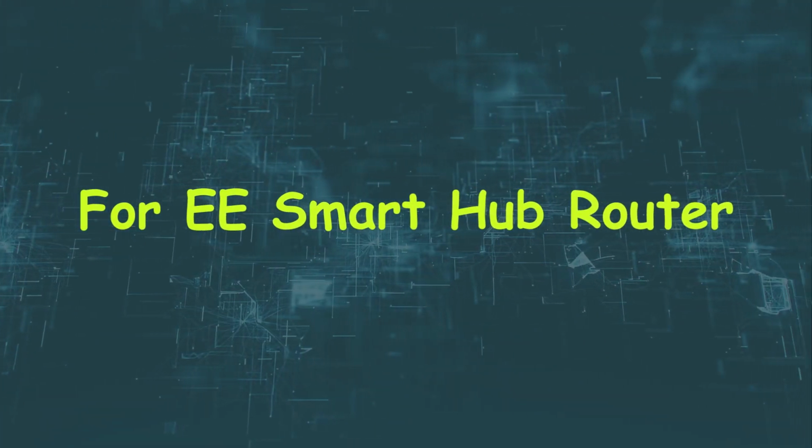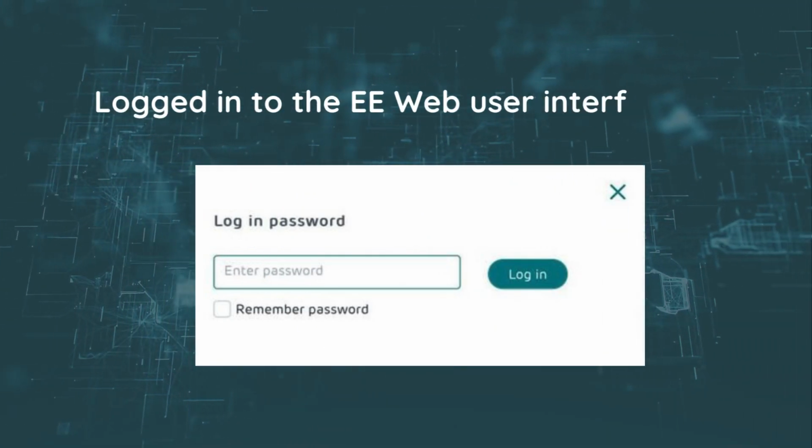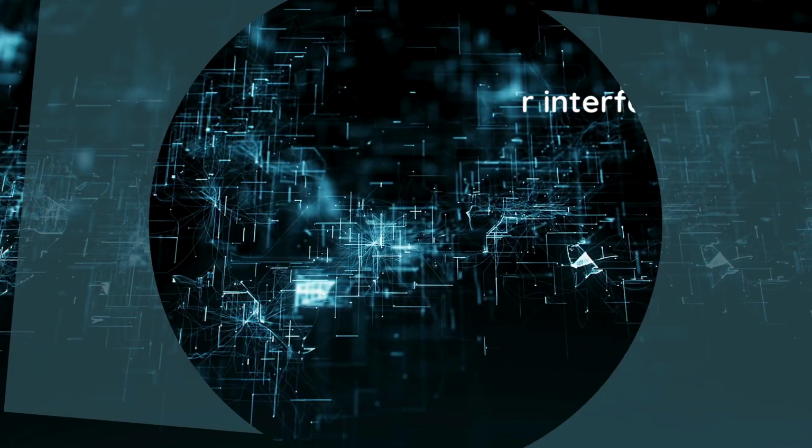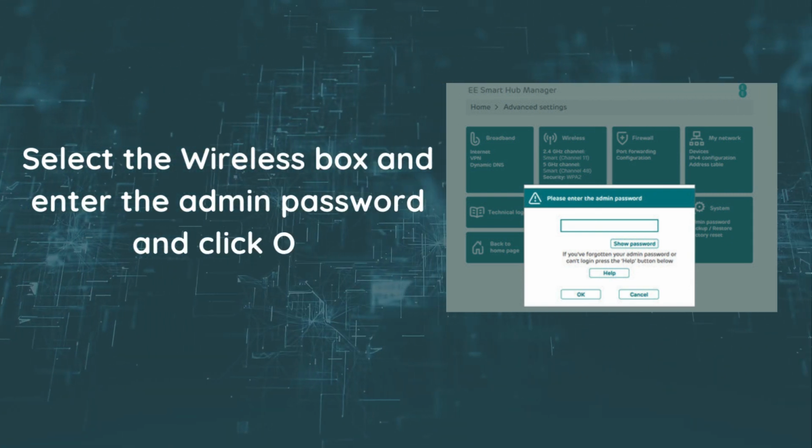For EE Smart Hub Router. Logged into the EE Web User Interface, UI. Select the wireless box, enter the admin password, and click OK.